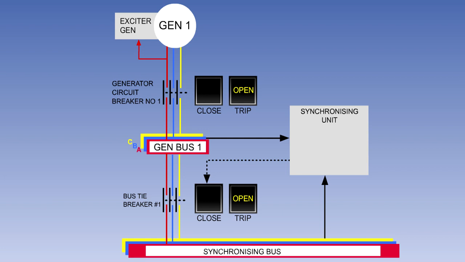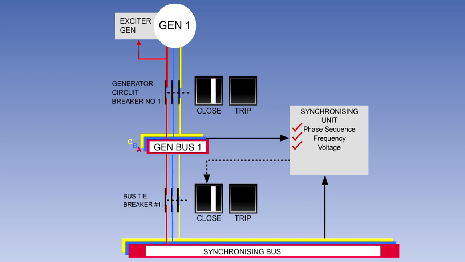Automatic control of the BTBs is provided by a synchronizing unit. The synchronizing unit monitors the phase sequence, frequency, and voltage of the synchronizing bus bar and the generator to be paralleled. It will only allow the BTB to close when the correct paralleling conditions are met.